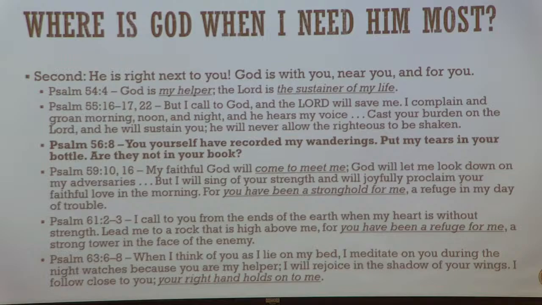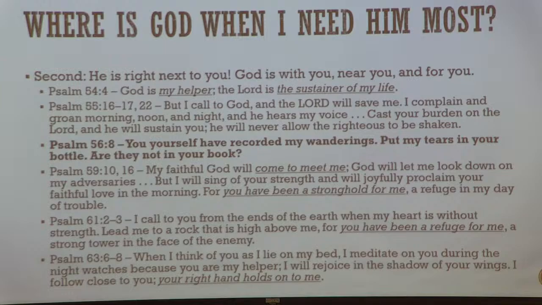61:2 and 3, I call to you from the ends of the earth when my heart is without strength. Lead me to a rock that is high above me. You have been a refuge for me, a strong tower in the face of the enemy. 63:6-8, when I think of you as I lie on my bed, I meditate on you during the night watches because you are my helper. I will rejoice in the shadow of your wings. I will follow close to you. Your right hand holds on to me.